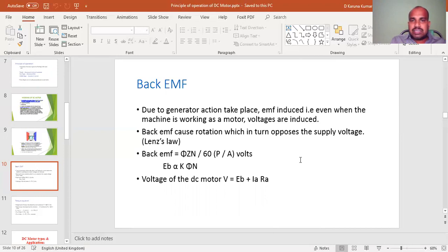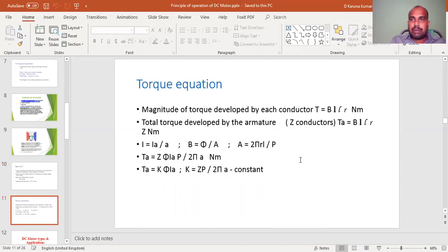Next, the voltage equation of the motor. The voltage formula is V equals Eb plus Ia into Ra, that is, the back EMF plus the armature drop. Armature drop means the armature current passing through the armature resistance, so Ia into Ra. V equals Eb plus Ia into Ra.